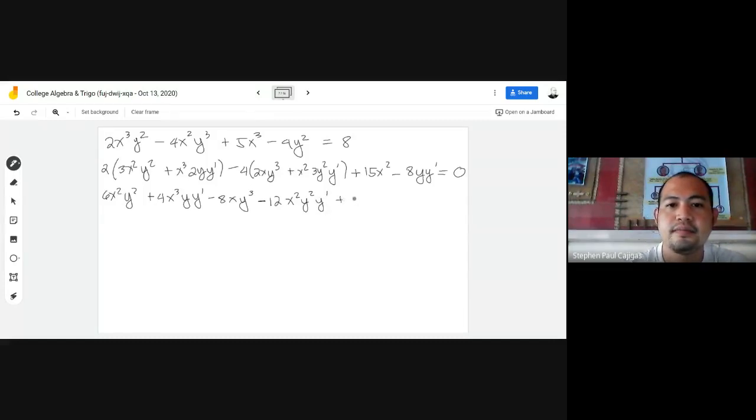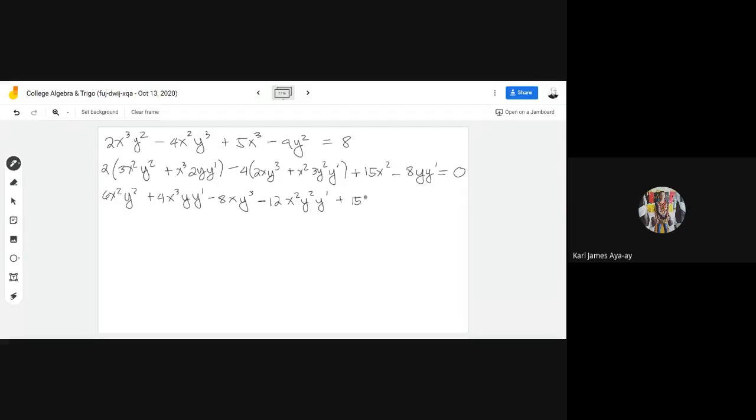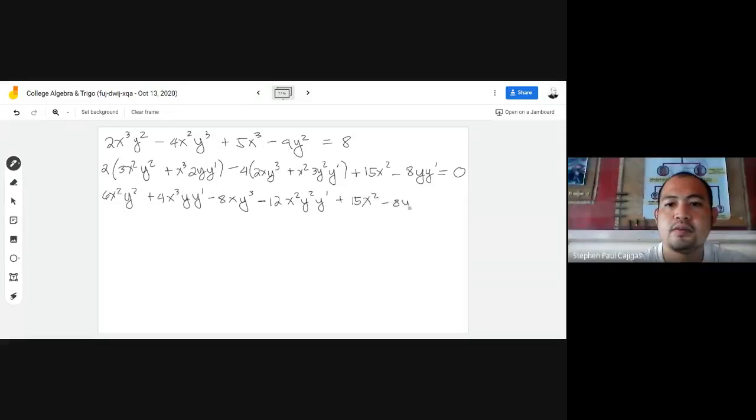Plus 15x squared minus 8y prime equal to 0. Sige, yan na. Data kay groupings. It mga may y prime. So susulatan na nga diha 4x cubed y prime minus 12x squared y prime minus 8y prime. Tapos adihira liwat, may daba negative.